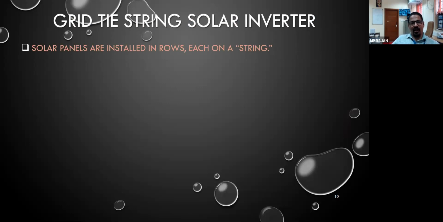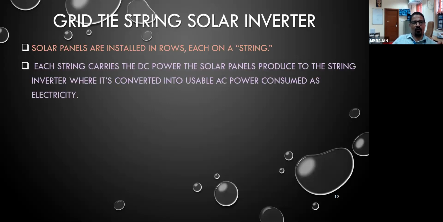So we have already seen the arrangement of solar panels in the last class. The panels are arranged in series and parallel. The panels which are arranged in series in one string, this is called a string. So in this system, each panel string will have one inverter each. That means the output of one string is connected to one inverter. Like this, each string will be connected to each inverter in rows.